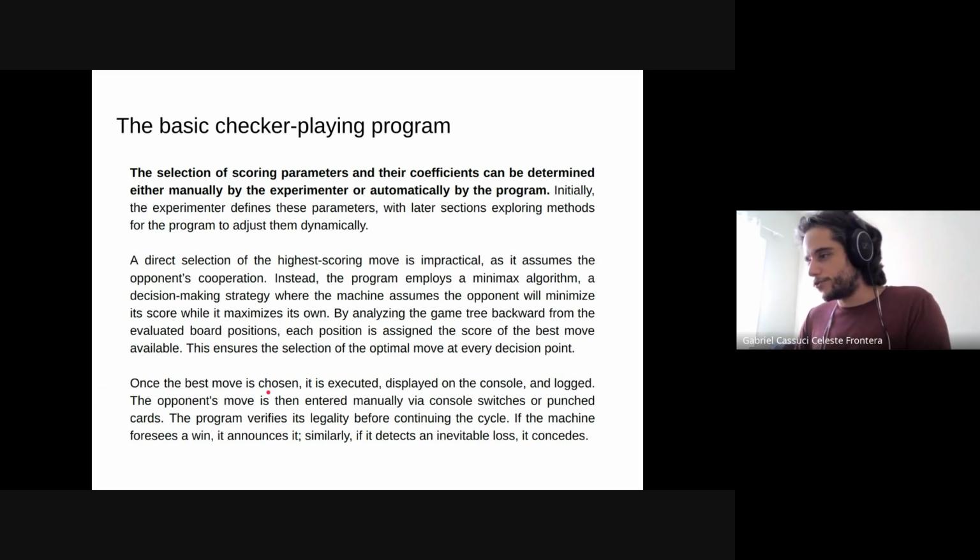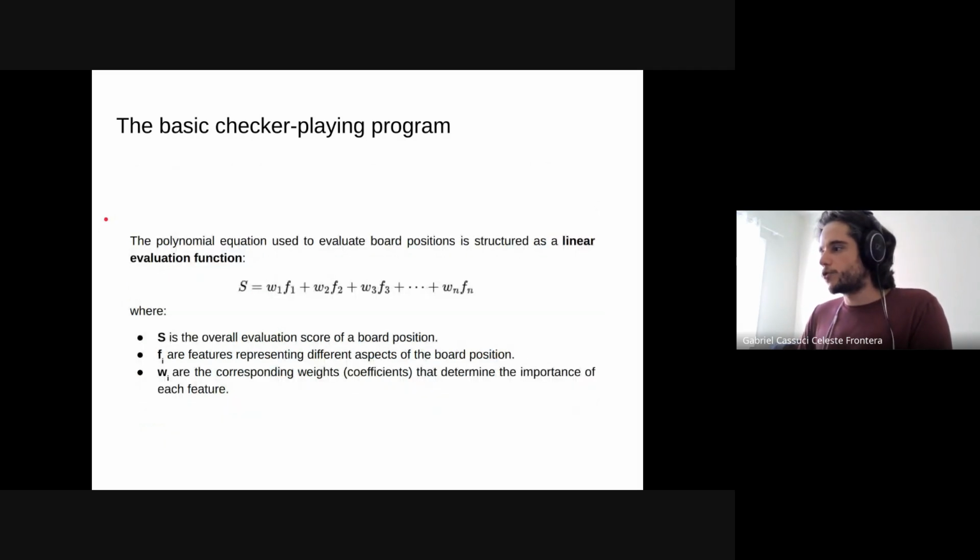And once the best move is chosen, it is executed, displayed on the console and logged. The opponent's moves are then entered manually, and we cycle through this until we arrive at a final end-of-game position. So cool. Let's check very briefly what that polynomial might be.